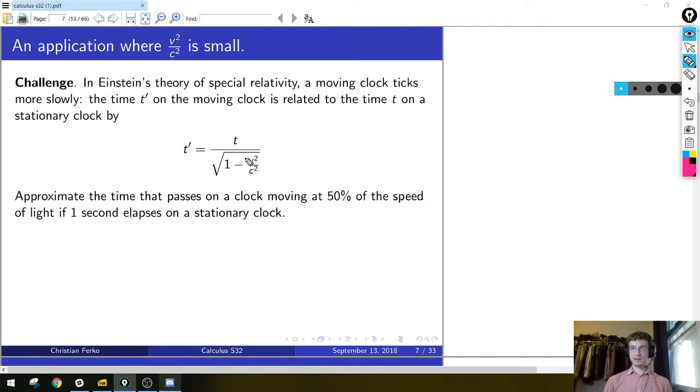So 2 comments. 1, in most applications, this is very small, because most things are moving much more slowly than the speed of light. So if you divide their speed by the speed of light, you'll get a small number. Or in this case, we'll do something where v over c is a half, so the square of that is a quarter, and a quarter is reasonably small. So that's the first comment.